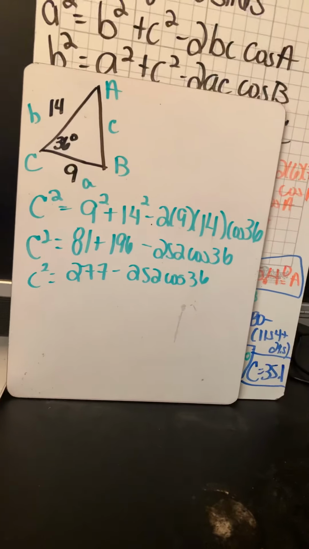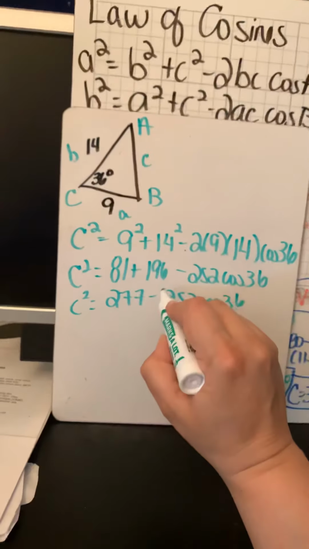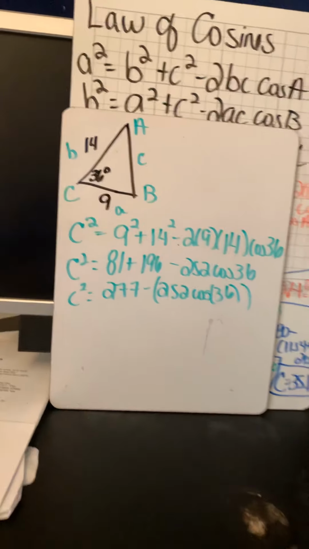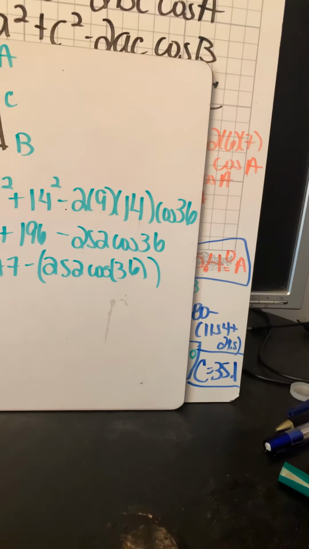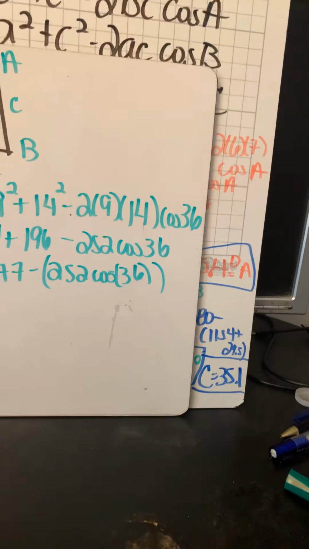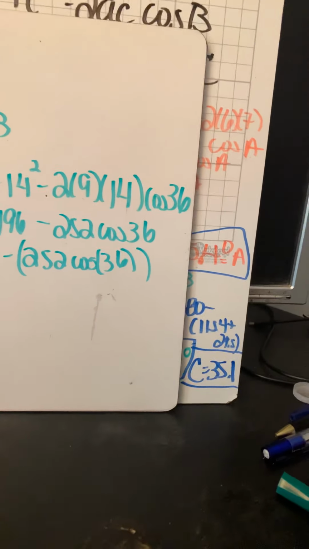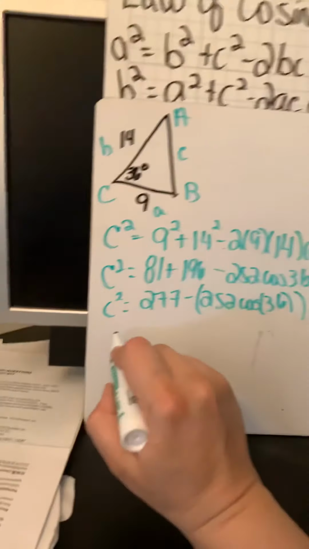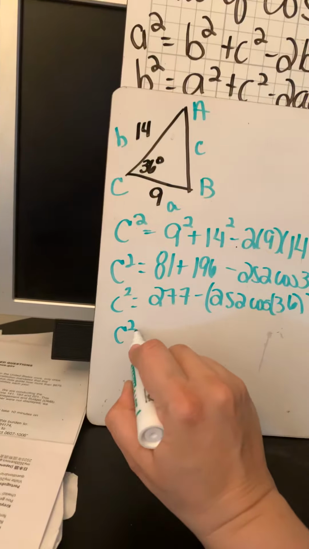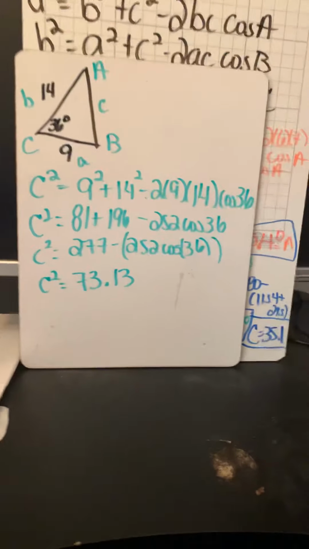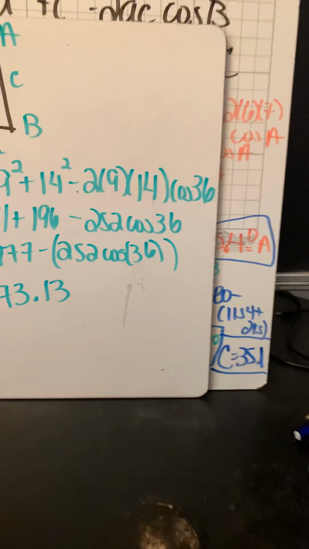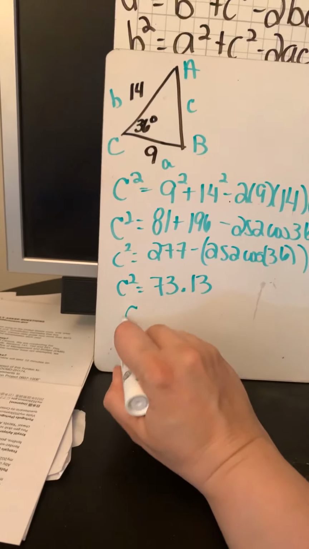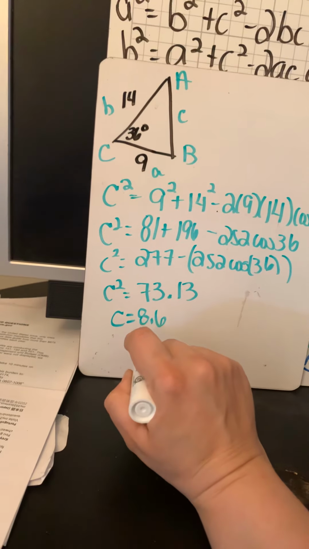So 277, and I'm going to go ahead and type this in straight across. I'm going to put parentheses around like this. So I'm going to do 277 minus parentheses 252 cosine 36, parenthesis, parenthesis. I get c squared equals 73.13. How do I get rid of that squared? Root it. So I'm just going to go second square root of that answer, and I get 8.6. So little c equals 8.6.